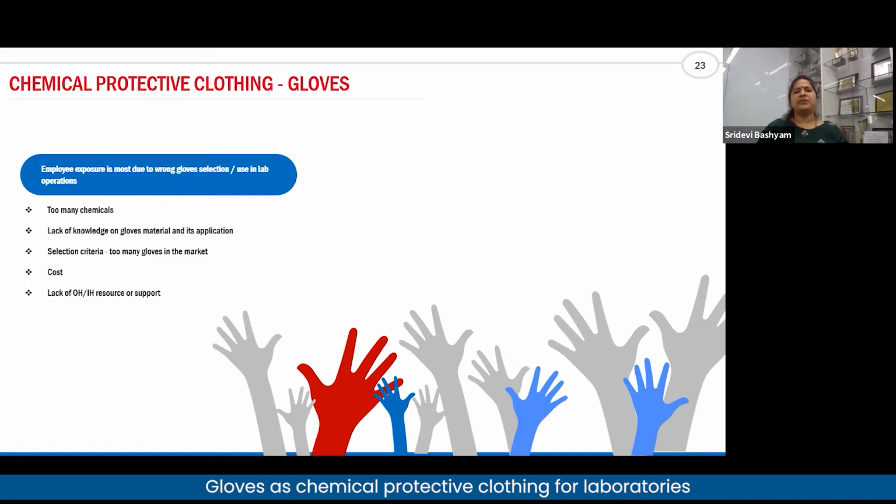But in chemistry, we have a variety of chemicals, and there's always a lack of knowledge on glove materials, so we should have some selection criteria. I would like to quote some examples. Based on the nature of the chemicals, one needs to choose the gloves. For example, nitrile gloves cannot be worn if you are using nitric acid; neoprene gloves have to be used. When it comes to bromobenzene, we need to go for Viton gloves.